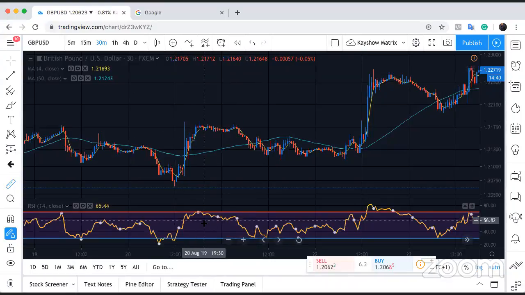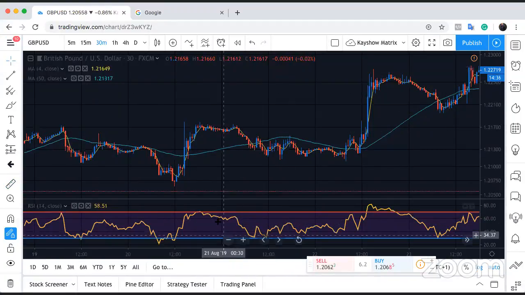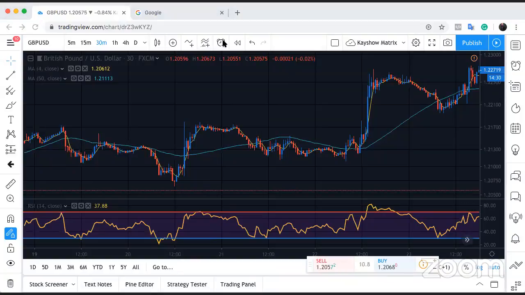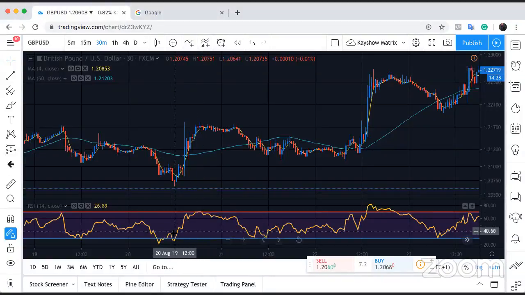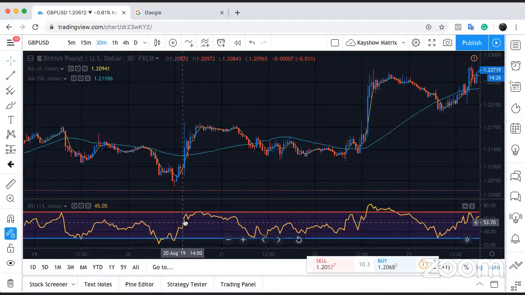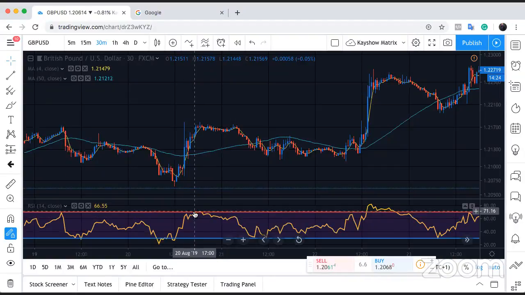So I was talking about the RSI. The RSI shows you when your market is in overbought or oversold. Once you can see this RSI touches this upper band, which is my own red line here, it means the market is getting into an overbought area.